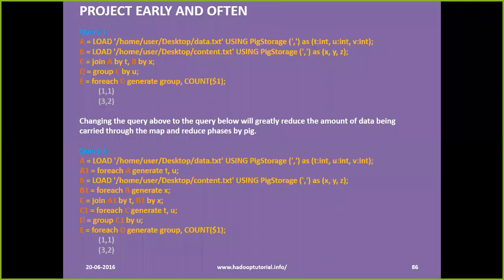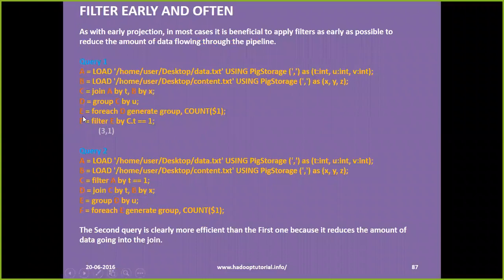Does it make sense? Reducing the data transfer through the chain of operations obviously improves the performance. And filter early and often. Projection means filtering of your columns; here, filter means filtering of your rows. I loaded the same two files and performed the same operation. After grouping them, I want to get only the records where the group count is 1. So filter E by C.T double equals 1.